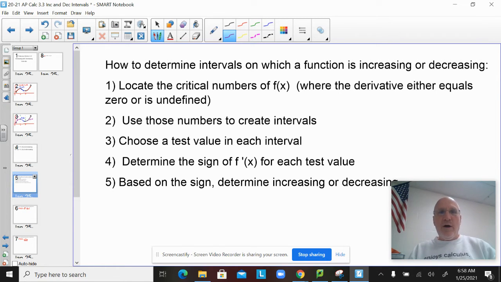Step one, locate the critical numbers. We did that earlier in this chapter. The critical numbers are any number where the derivative either equals 0 or is undefined. So we have to find those critical numbers.